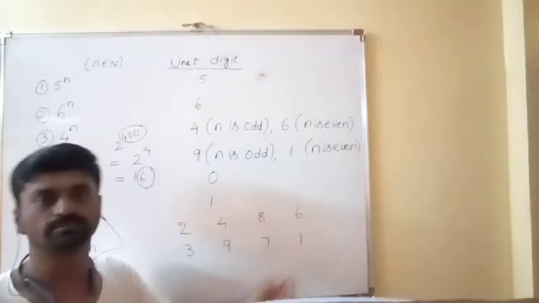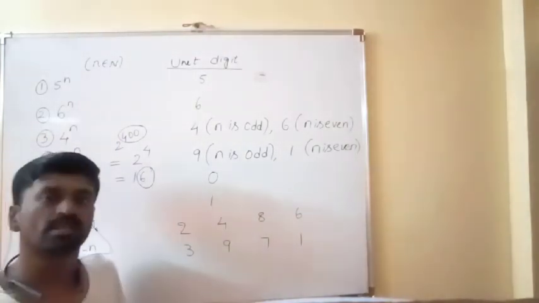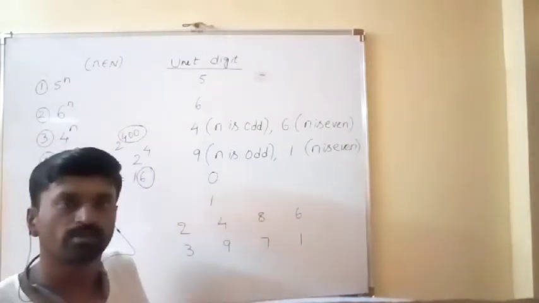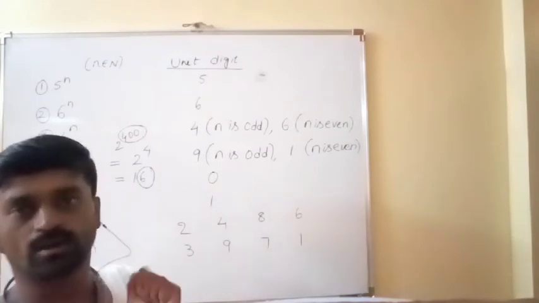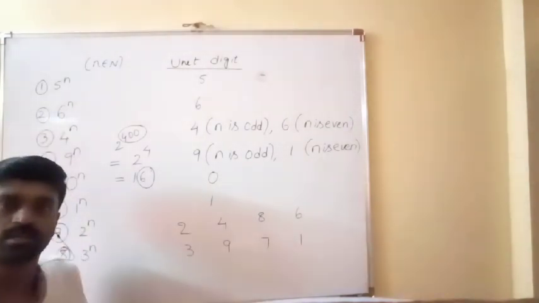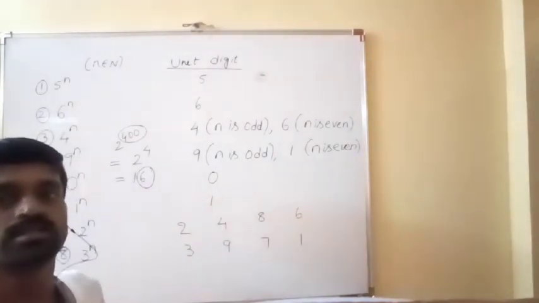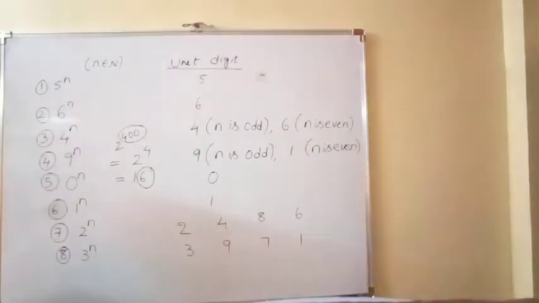What is the unit digit? 1. Suppose you consider 17. If you divide 17 by 4, what remainder do you get? 1. So the unit digit in 3 power 17 is the same as the unit digit in 3 power 1.